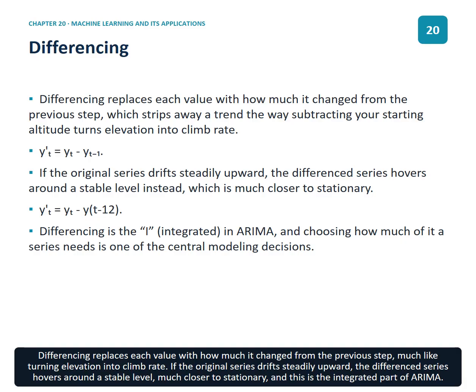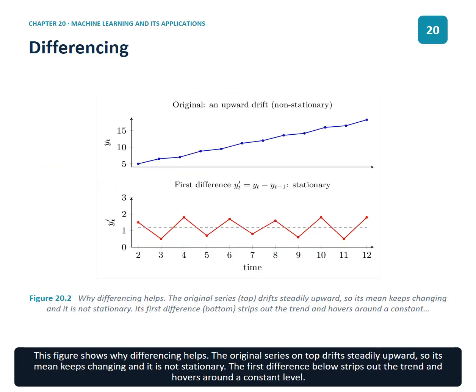Differencing replaces each value with how much it changed from the previous step, much like turning elevation into climb rate. If the original series drifts steadily upward, the difference series hovers around a stable level, much closer to stationary, and this is the integrated part of ARIMA. This figure shows why differencing helps. The original series on top drifts steadily upward, so its mean keeps changing and it is not stationary. The first difference below strips out the trend and hovers around a constant level.